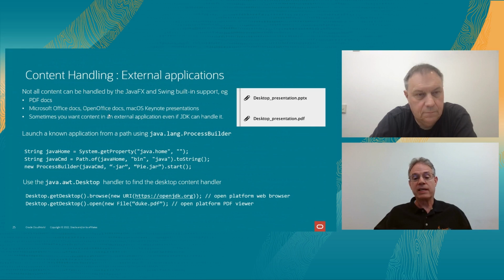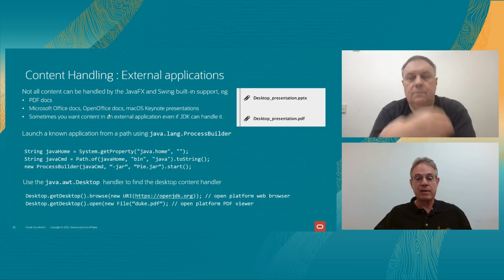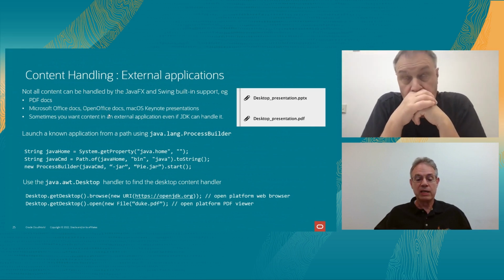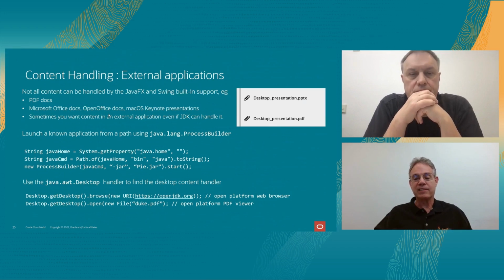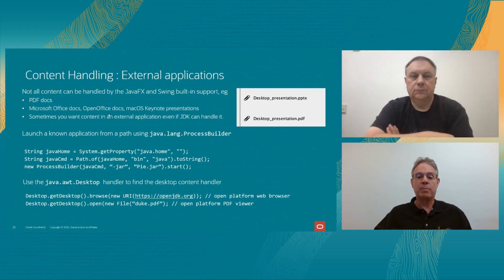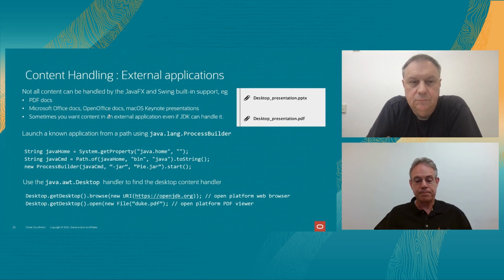In the case of other content, JPEGs, MP4s, PowerPoints, and so on, we end up using the desktop APIs to choose the right application for the platform. So if you're doing web content on a Mac, it'll pop up your default, which might be Safari. That same call on a Windows machine will pop up Microsoft Edge.